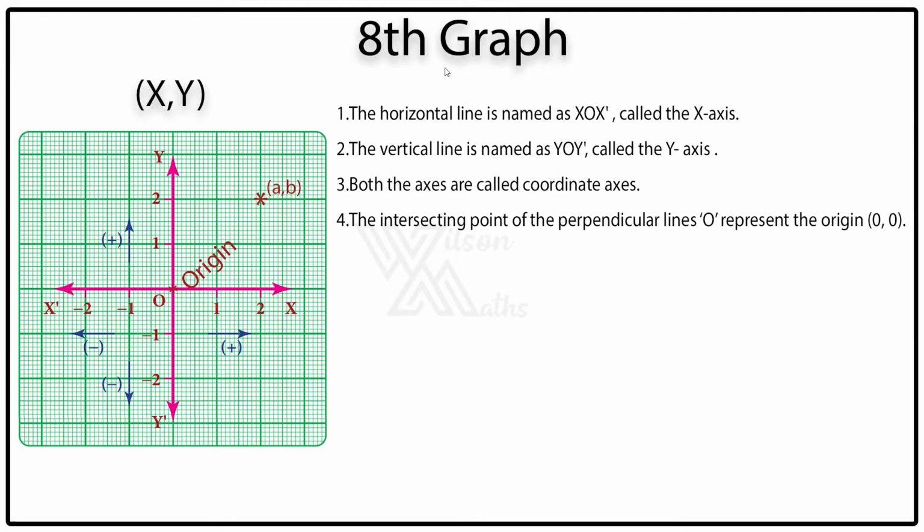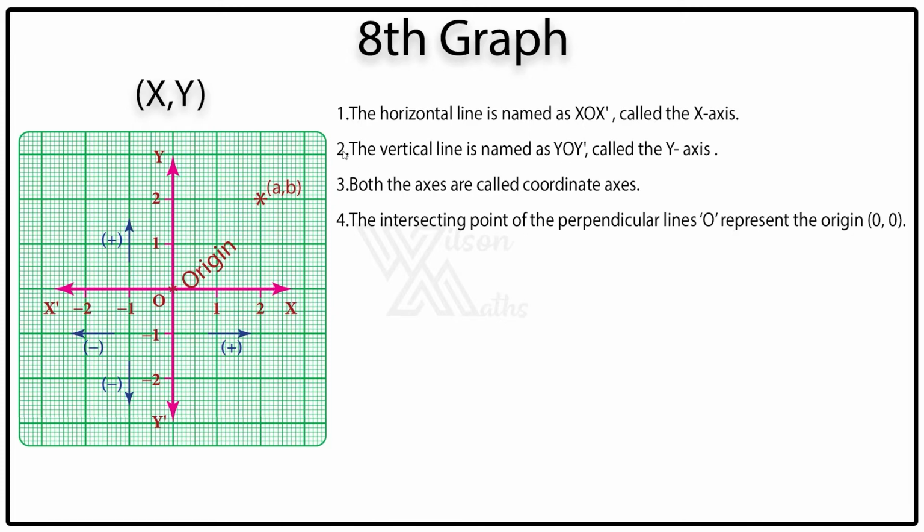8th standard graph. First you see this diagram. This is the horizontal line, that is X, O, X dash. This is called the x-axis. The horizontal line is named as X, O, X dash, called the x-axis.